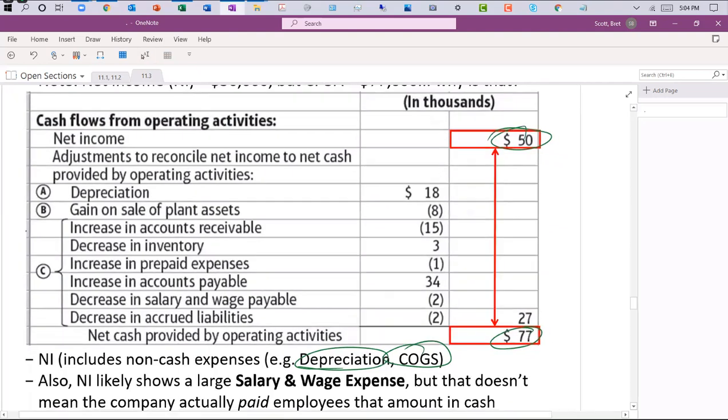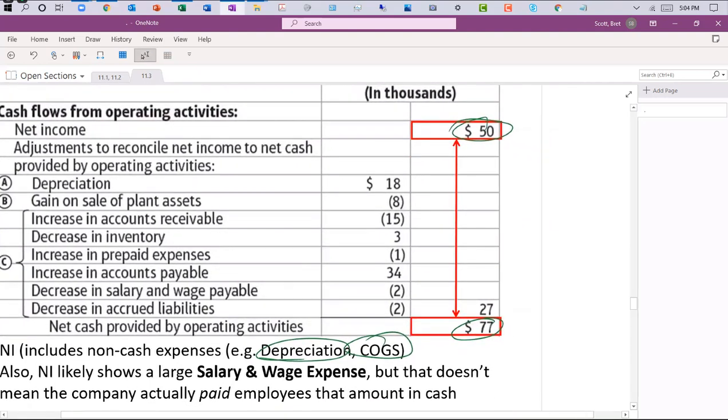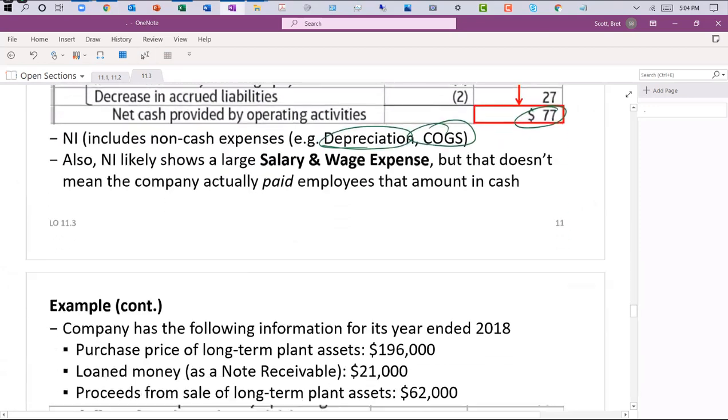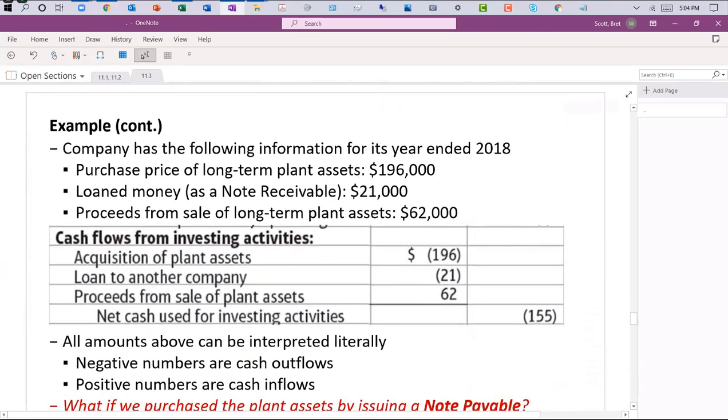So generally speaking, we're never going to see these guys equal each other. They're always going to be different because of the timing of when economic events happen and when the cash effects actually flow through our accounting system. So just be aware they're always going to be different.